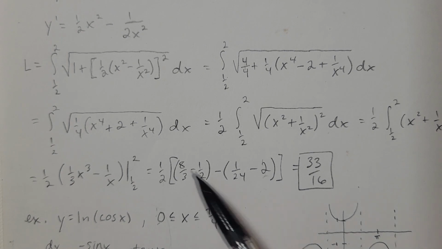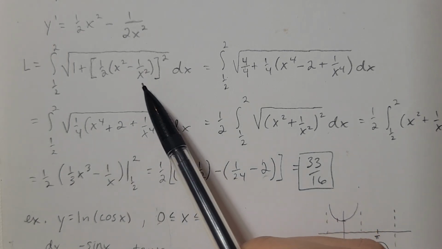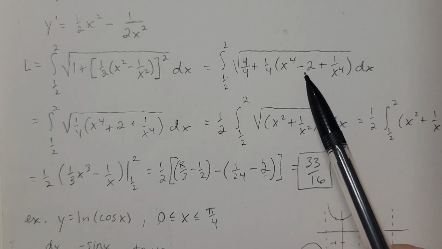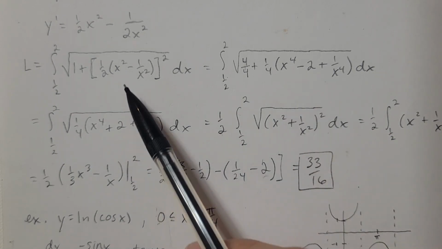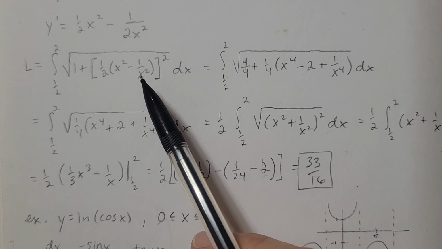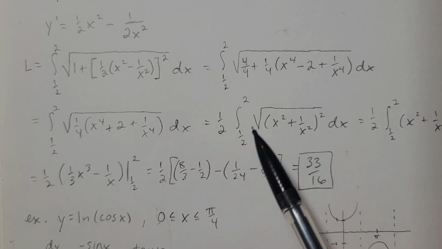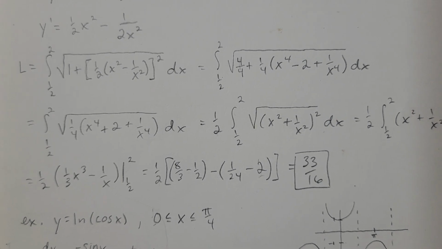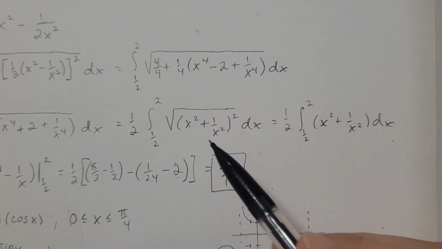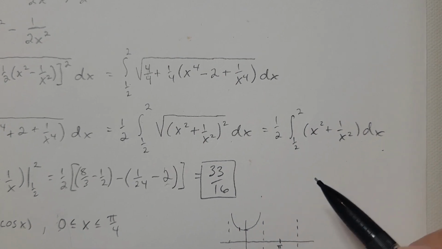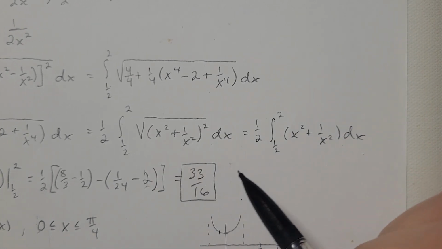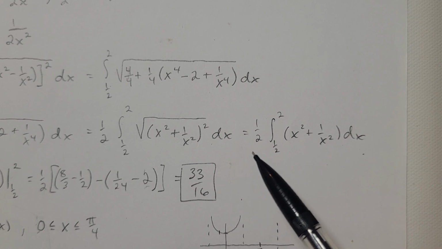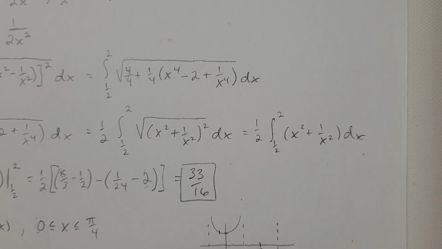That's going to factor, and that looks very similar to what we just did up here, right? The only thing is I got a plus 2 instead of a minus 2. So it's going to be x squared plus 1 over x squared, squared, underneath the radical there. Okay? And taking the square root of something squared is just going to leave me with the term that I'm squaring there. So on the next line, I'm going to have 1/2 times the integral going from 1/2 to 2 of x squared plus 1 over x squared dx.